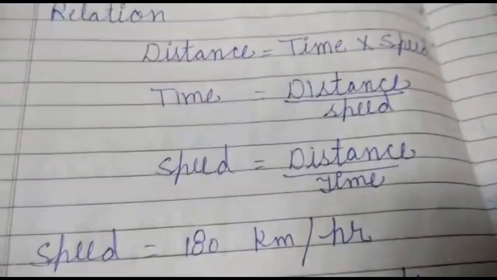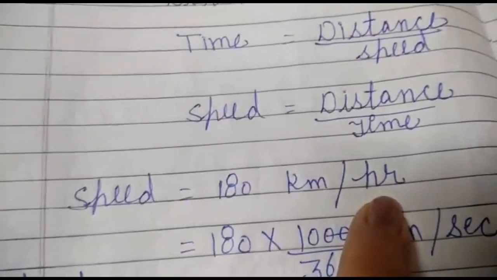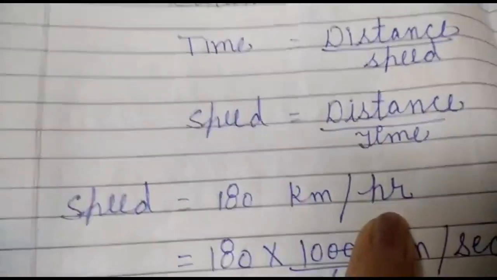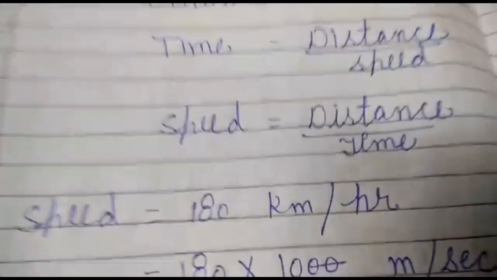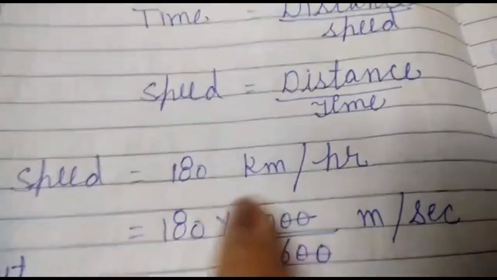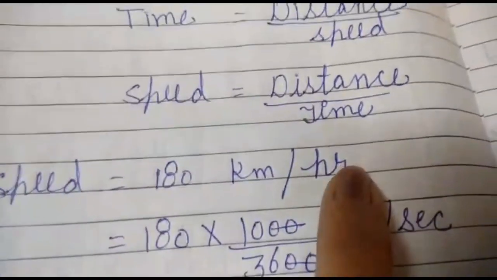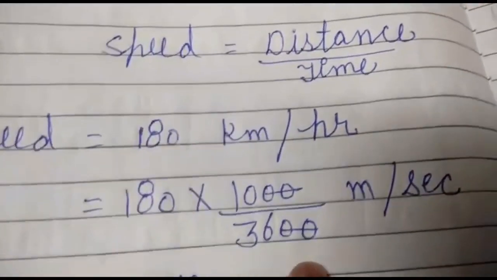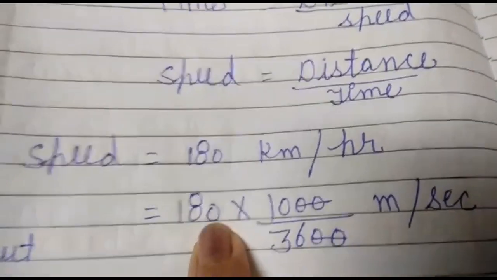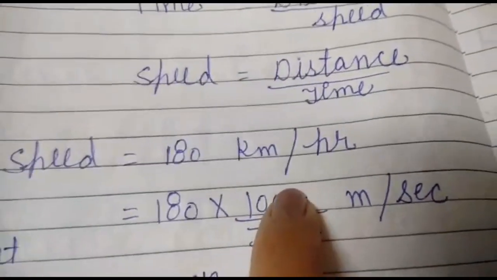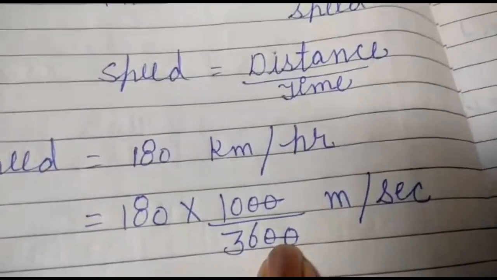Now, come here. If speed is given in kilometer per hour and as per the problem I want to change it into meter per second, what is the formula for this? As we know that 1 kilometer is equal to 1000 meter and 1 hour is equal to 3600 seconds. So, we will multiply this 180 into 1000 and divide by 3600. These two zeros are cancelled with it.